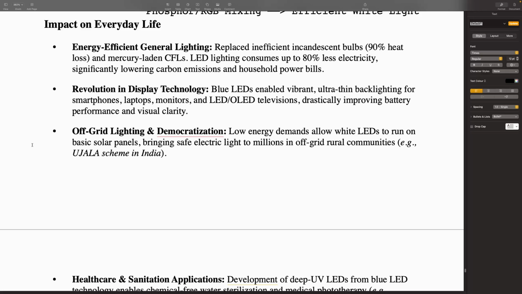Low energy demands allow white LEDs to run on basic solar panels, bringing safe electric light to millions in off-grid rural communities. Example, the Ujala scheme in India, not Delhi.